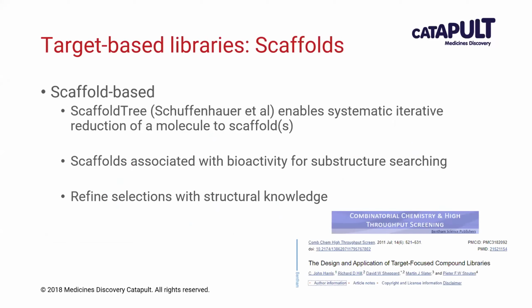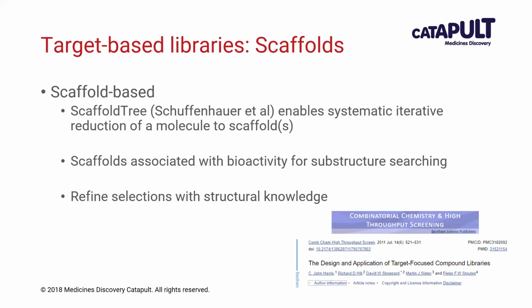So thinking about how to select compounds for your targeted library, there's multiple ways. I've picked out a few here. You can do a scaffold-based approach. So this is really looking at the core scaffolds that are associated with activity towards your molecules. So if you're looking at kinases, then quinolines, pyrazoles, these are well-known active molecules. So the scaffold tree algorithm by Schuffenhauer et al. is a well-established way of identifying scaffolds in molecules.